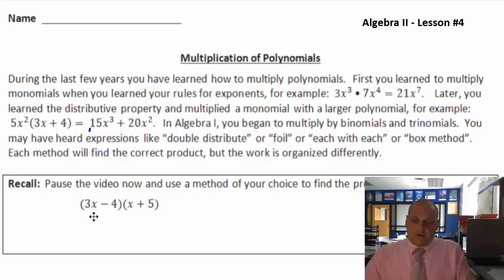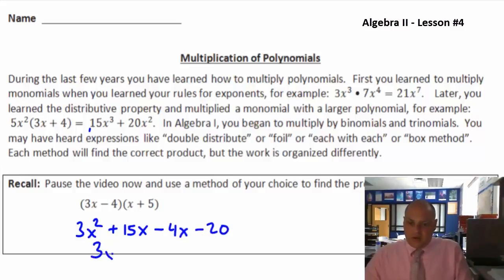But anyways, you do the first times the first. 3x times x is 3x squared. 3x times 5 would be 15x. And then negative 4 times x, negative 4x. And then negative 4 times 5 would be negative 20. So you'd get 3x squared plus 11x minus 20.